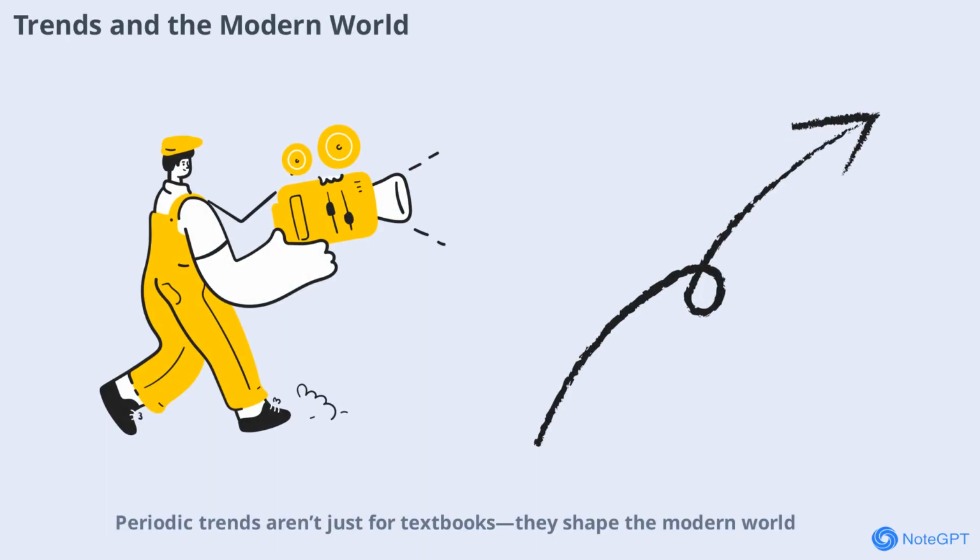Periodic trends aren't just for textbooks, they shape the modern world. From designing new materials to developing sustainable energy solutions, scientists rely on these trends to solve real problems. The periodic table is a living tool, constantly guiding discovery and innovation.